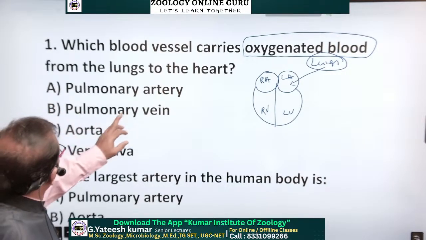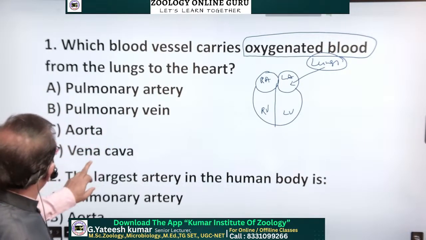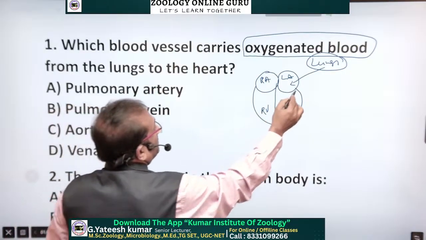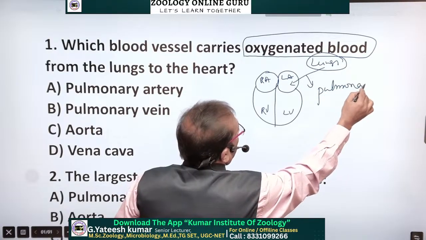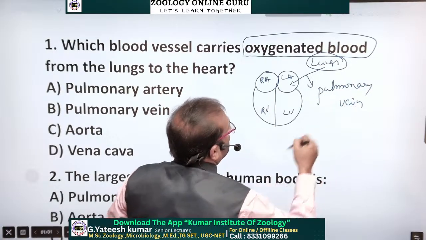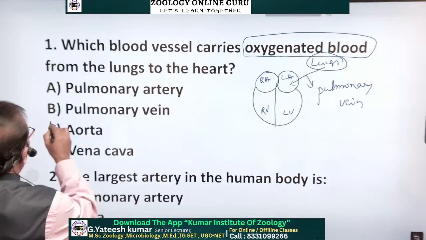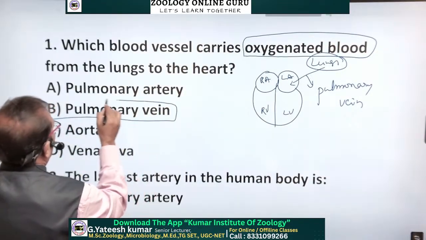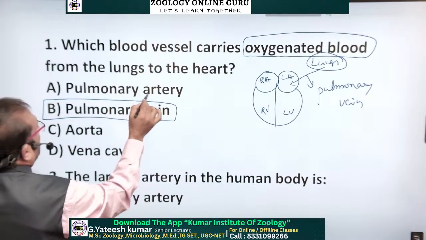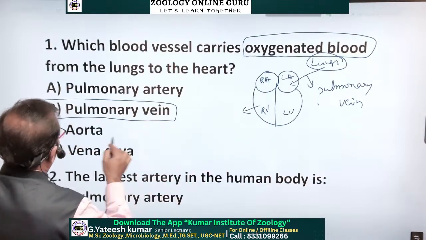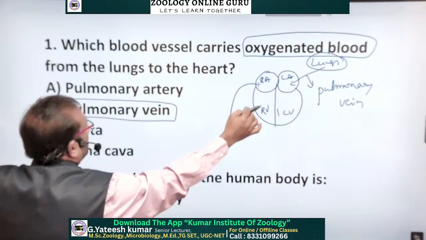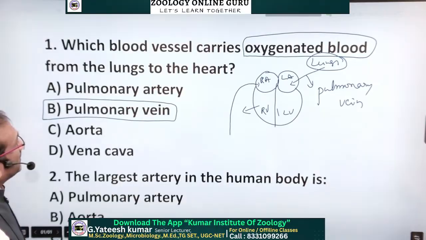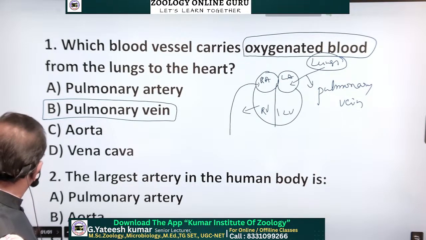Pulmonary artery, pulmonary vein, aorta, vena cava. This is known as pulmonary vein. So pulmonary vein is the answer here, option B. Pulmonary artery is from the right ventricle, aorta from the left ventricle, and vena cava opens into the right atrium. So the best answer for question number 1 is the pulmonary vein.